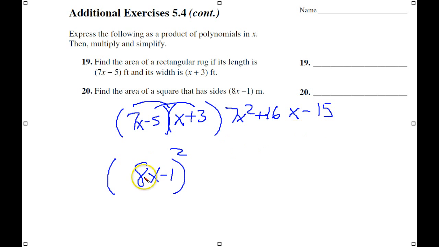And this one is a square with this as the measure of the side. So we'll use our new technique of squaring a binomial. This is going to be 64x squared. Multiply this together, get a negative 8x, double it, negative 16x plus 1. A perfect square trinomial. And by the way, these are all squares that we put after it too.